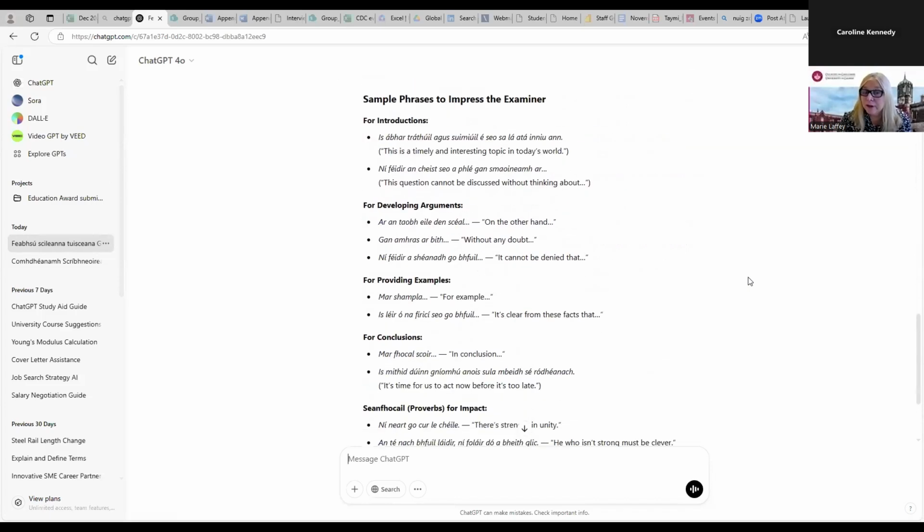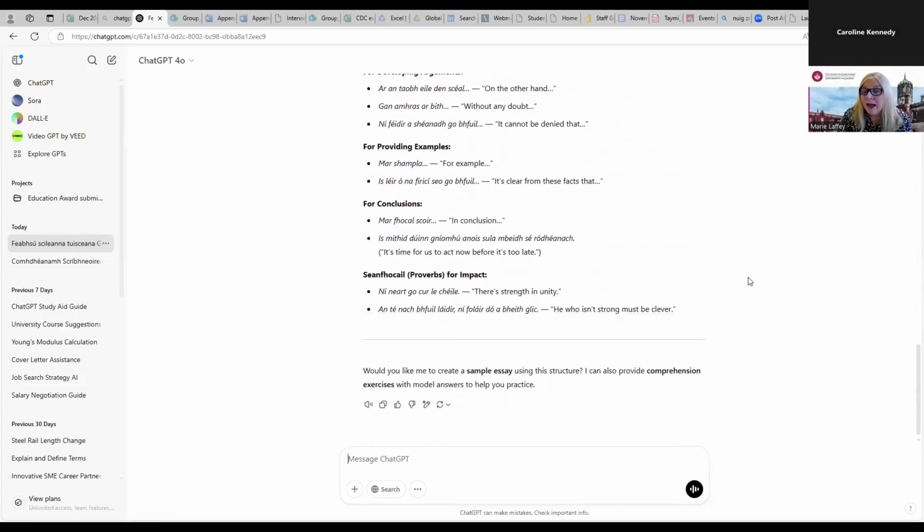So in terms of introductions, linking, conclusions and so on, it asks, would you like me to create a sample essay using this structure? You could turn around and say, yes, please create a sample essay using the structure, which you could again use as your study aid. We'll stop that again. Apologies, I'm going back and over, but it's really to give the concept of the demo.